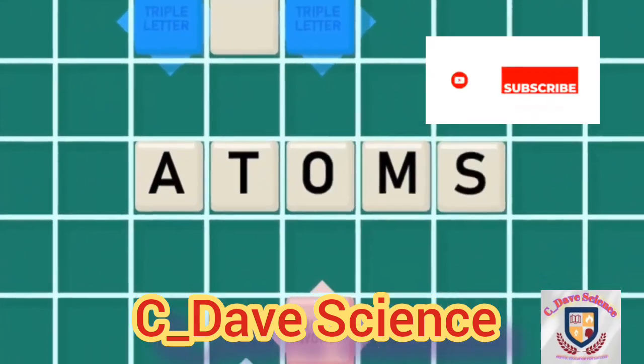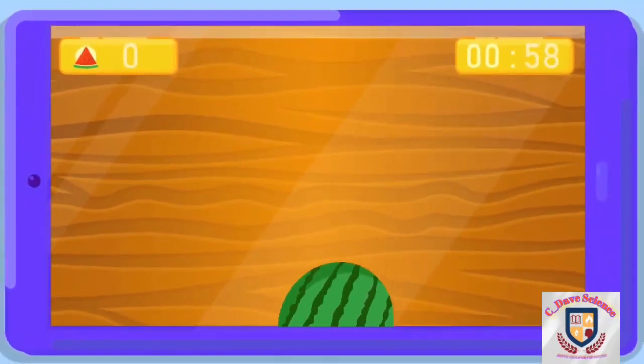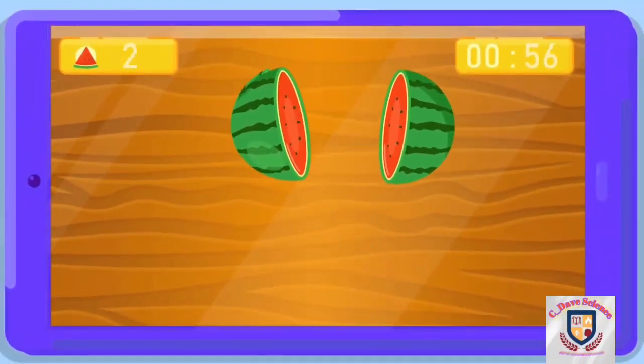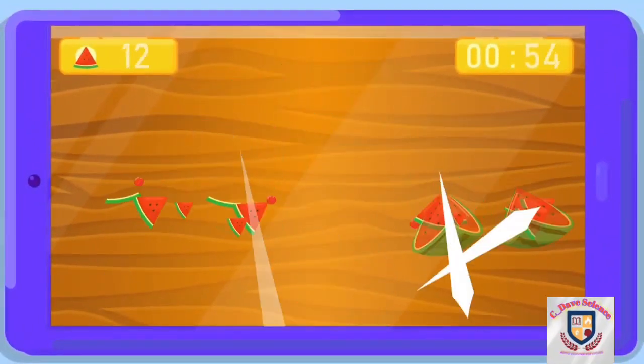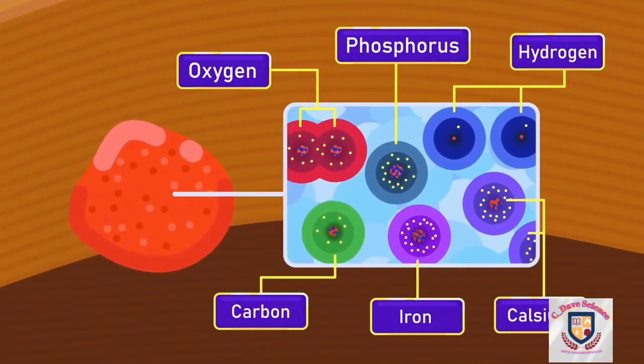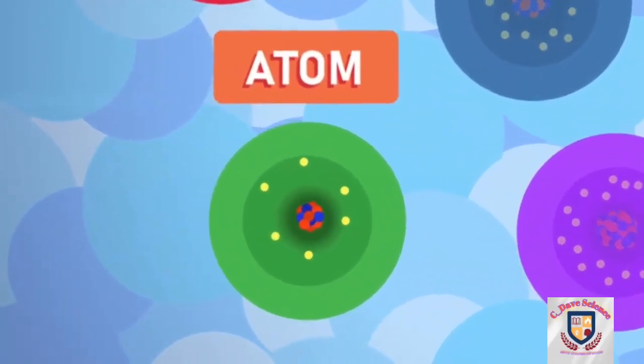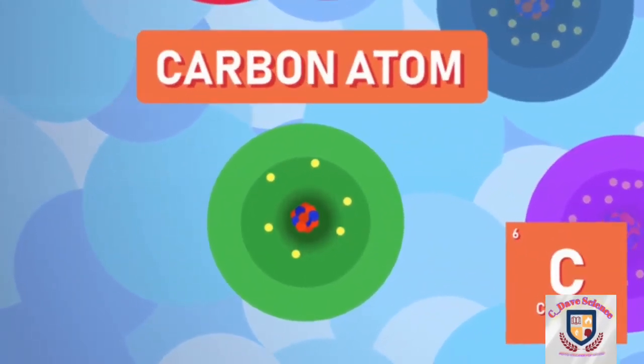What are atoms, molecules, and compounds? If you shred a big watermelon with a very sharp samurai sword, dividing it in half, then into smaller and smaller pieces until it can't be broken down anymore, these smallest parts are called elements. The fundamental unit of an element is the atom. Each element contains only one type of atom.